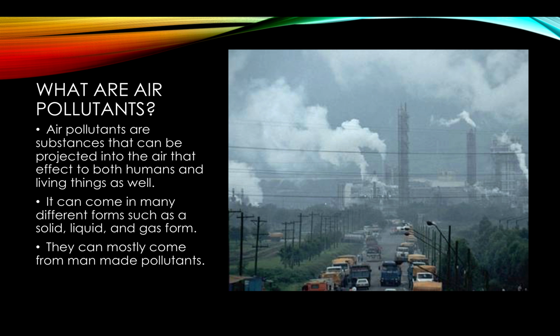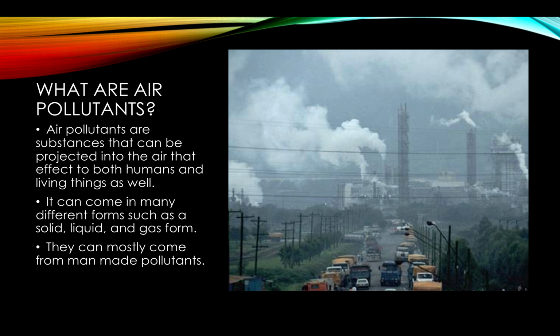And so, what are air pollutants? Air pollutants in general are substances that can be released into the air that affect both humans and living things as well. So, in this picture here, we look at it as an air pollutant when we see a bunch of smoke going up to the sky. And that is basically building up gas after gas after gas, and then it will form into different other gases that can be very deadly to us if we breathe it in.